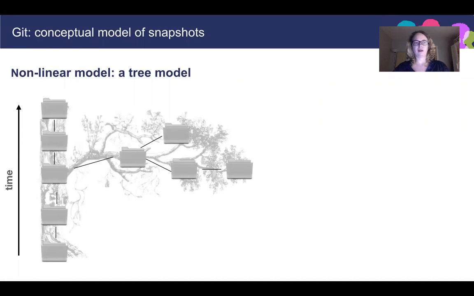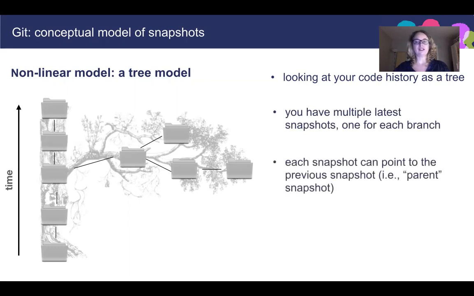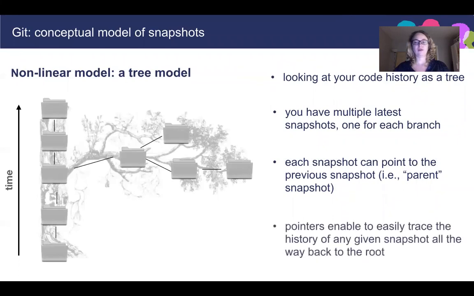Another way of thinking is to have a nonlinear model, for example, a tree model. So you are trying to look at your code history as a tree. You have multiple latest snapshots, one for each branch. And each snapshot can point to the previous snapshot, the parent snapshot. This basically allows you to trace the history of any given snapshot all the way back to the root.